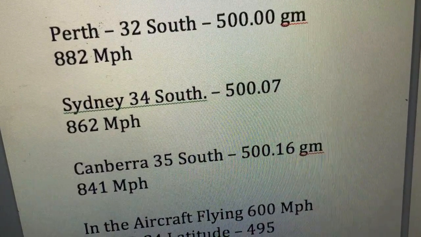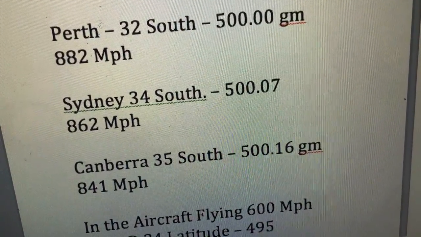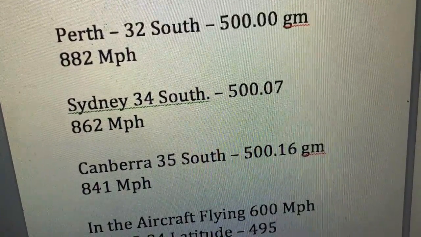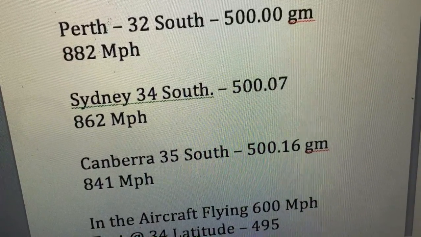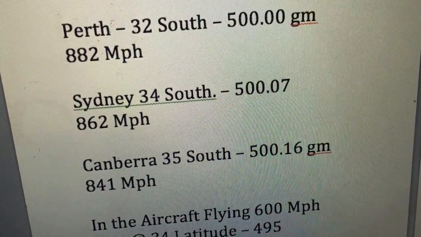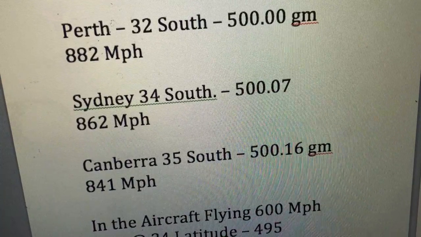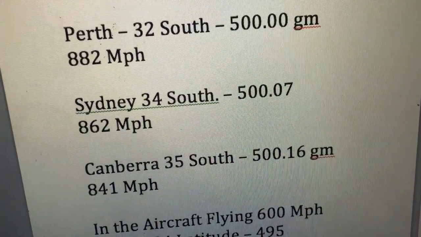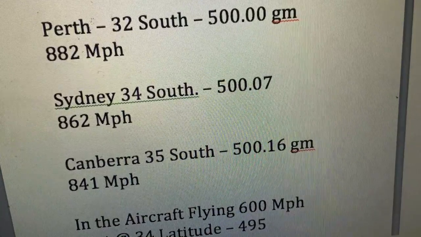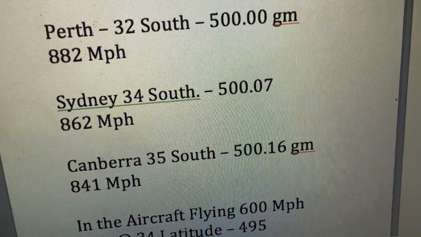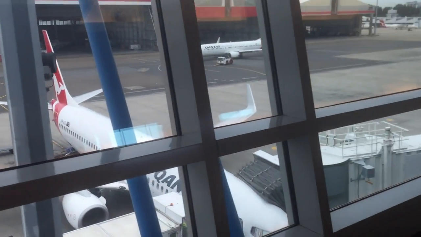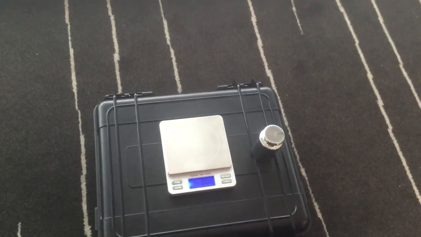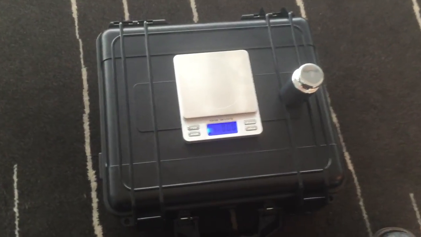So the first thing I did before getting on the westbound flight was just assess the scales again. Remember in Sydney it was showing 500.07 grams. That was several weeks ago now. What I did just before getting on the flight is I tested it again to see if it was consistent. So that'll be the first thing you see, 500.07 grams. We'll see if the scales were consistently showing that before the flight. I'm just at the Qantas Club Lounge at Sydney Airport prior to getting on my westbound flight. Let's test these scales again.